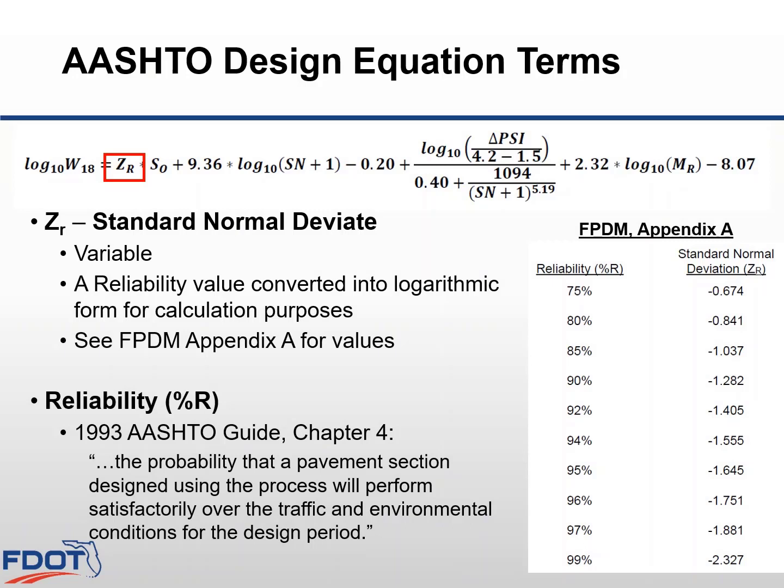The next variable to determine is the standard normal deviate, which is noted by the Z sub R. The standard normal deviate is the logarithmic form of the reliability value. Chapter 4 of the 93 AASHTO guide is dedicated to reliability, and in that chapter there are several definitions of reliability. The one that's most suitable for this training states that reliability is the probability that a pavement section designed using the process, being the design equation shown at the top of this slide, will perform satisfactorily over the traffic and environmental conditions for the design period.